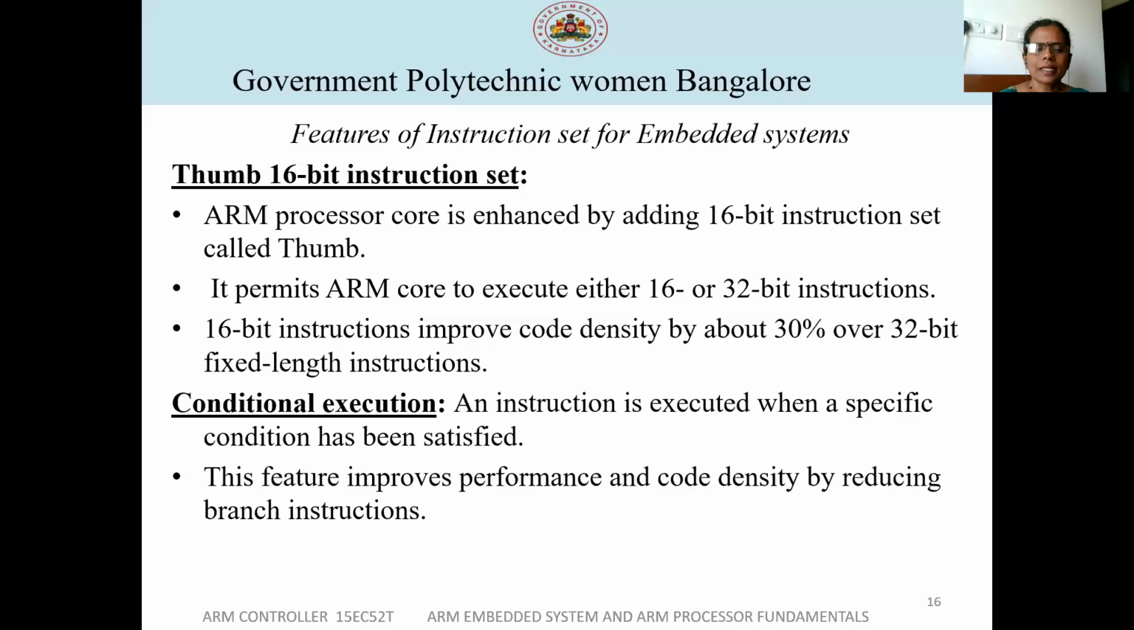Next feature is conditional execution. An instruction is executed when a specific condition has been satisfied. After satisfying a certain condition, the instruction is going to execute. This feature improves the performance and code density by reducing the branch instructions. So there are no separate branch instructions like we studied in the 8051 microcontroller. Along with the instruction, there will be a condition. After checking the condition, the instruction is going to be executed. So this feature improves the performance and the code density also.